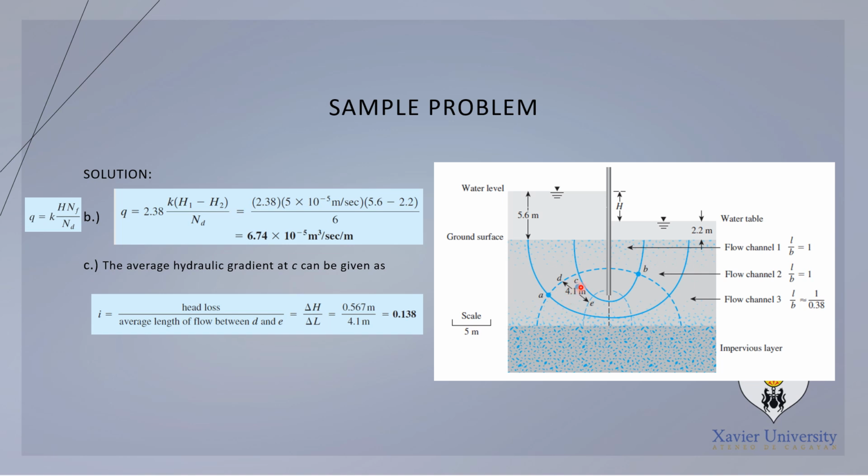The head loss at point C, diri pila head loss diri, which we have previously computed to be 0.567, and divide that one by the length of flow, which is given, 4.1. So dividing this one, we would arrive with our hydraulic gradient equal to 0.138. So ana lang siya na.